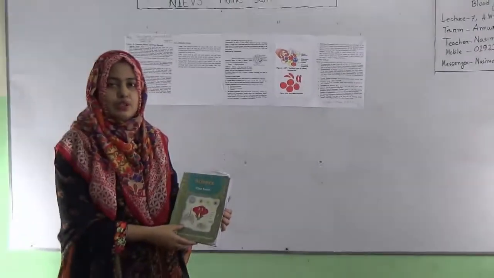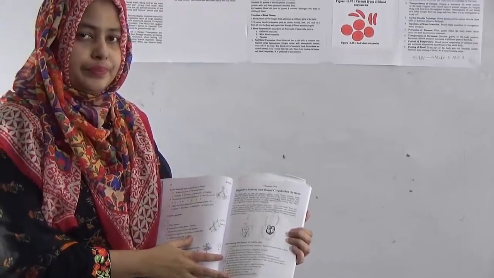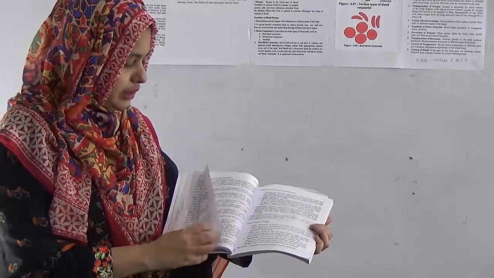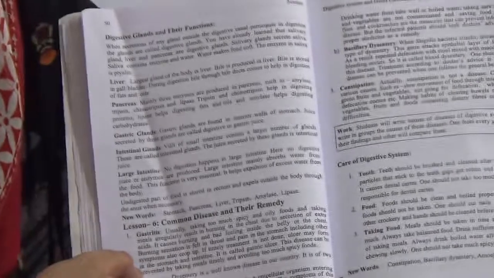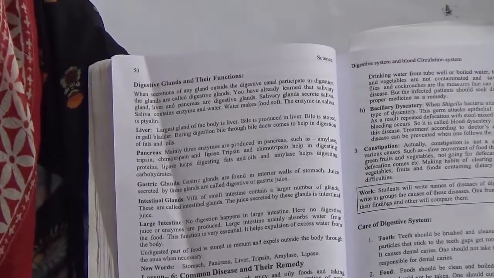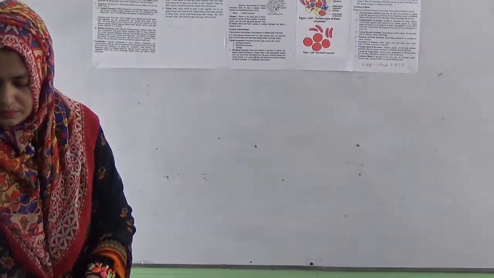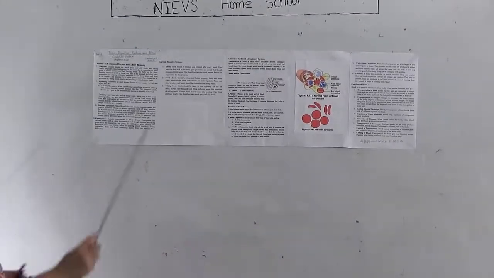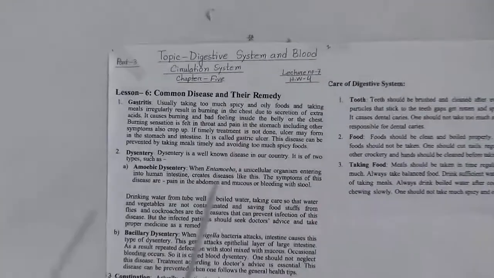Dear student, this is your science book and this is chapter 5. Today we will read from page number 50. So let's start today's class. This is lesson 6 in your book, common diseases and their remedies.